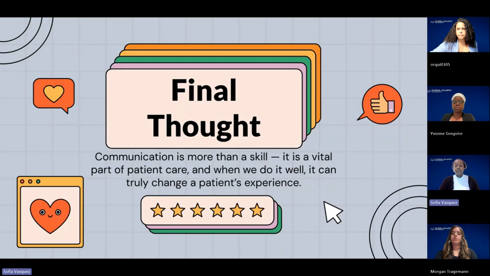After going over all those different points and how we can effectively communicate with our patients, I have one final thought for you to take with you. Communication is more than a skill. It is a vital part of patient care, and when we do it well, it can truly change a patient's experience.